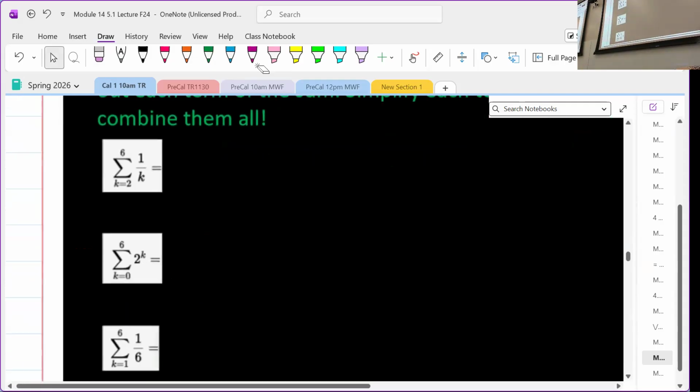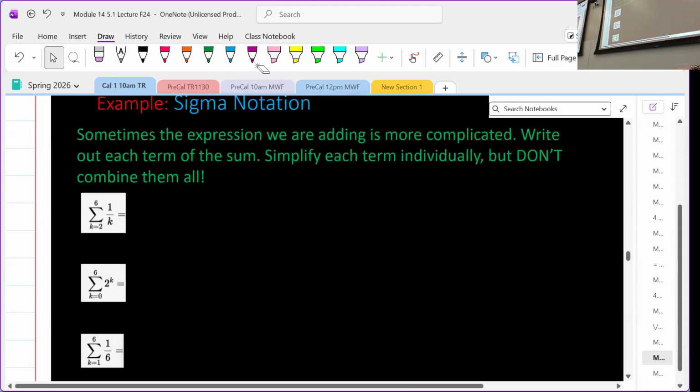So a little bit extra practice with sigma notation. We're not going to actually come up with the result. We're just going to write what the initial sum would be. So this sigma notation starts from k equals 2 and goes to 6. And my formula is 1 over k. So I start with 2. I plug in 2 to my formula. So I get 1 over 2. And then sigma always means plus.